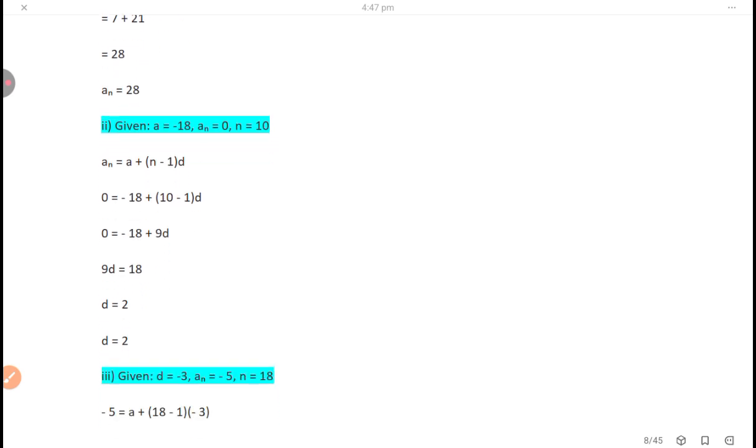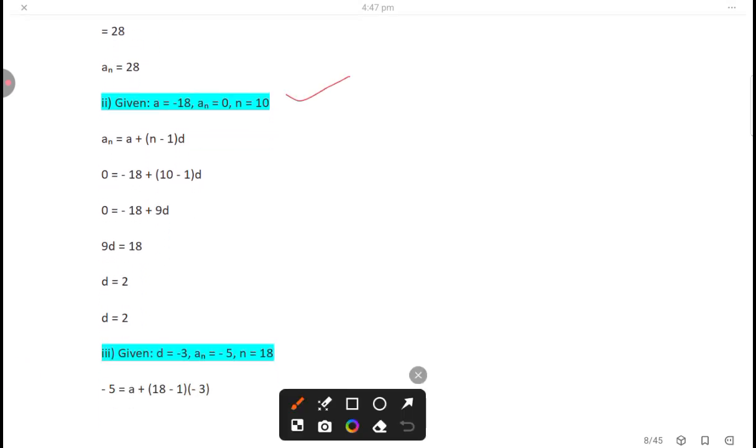Second question. Given data: a is equal to minus 18, an equal to 0, n is equal to 10. So you put the information in a plus n minus 1 d: an is 0, a is minus 18, n is 10. So 10 minus 1 times d is 18. The d you have to find. So 9d equal to 18, so d is equal to 2.